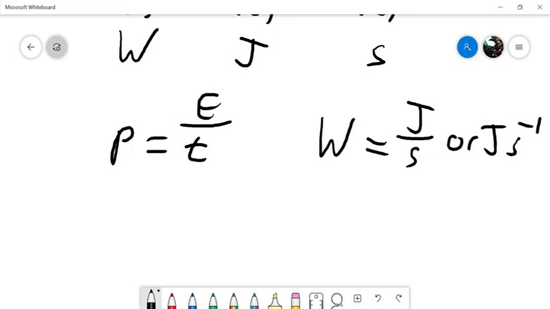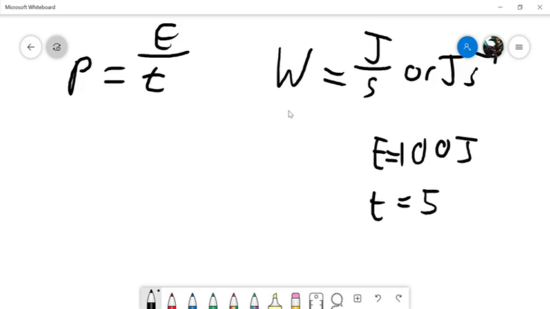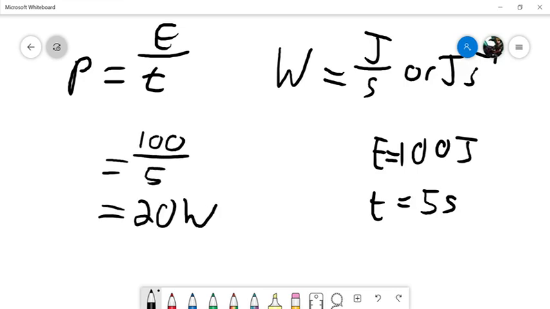And if we think about an example of that, if we wanted to work out the power of a device that puts out, let's say, 100 joules in 5 seconds. Then we come along, we put in our 100 over our 5, and we end up with 20 watts. Okay. Very simple to rearrange this equation as well.